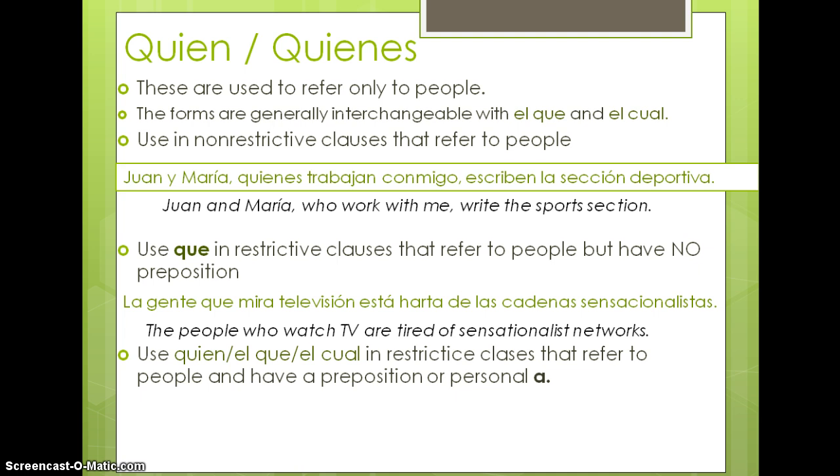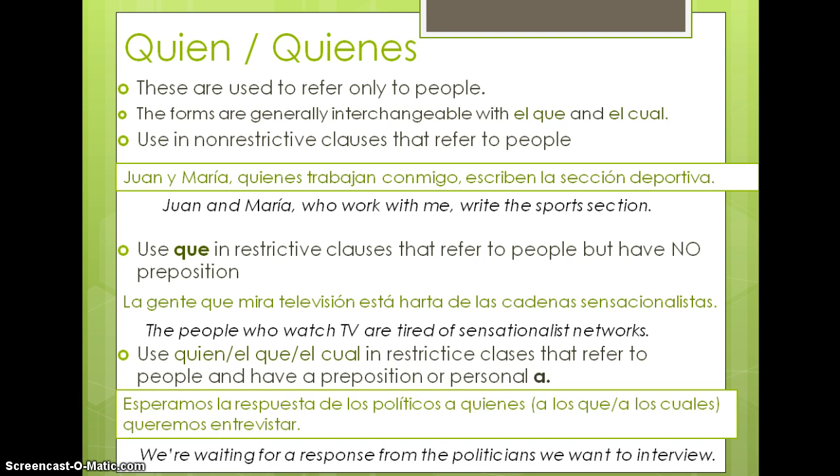However, we can use quien, el que, or el cual in restrictive clauses that refer to people and have a preposition or have that personal a. So we have a choice under these conditions. I can say, esperamos la respuesta de los políticos a quienes queremos entrevistar, or esperamos la respuesta de los políticos a los que queremos entrevistar, or esperamos la respuesta de los políticos a los cuales queremos entrevistar. All three of those choices are correct.